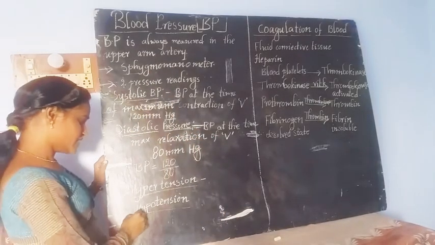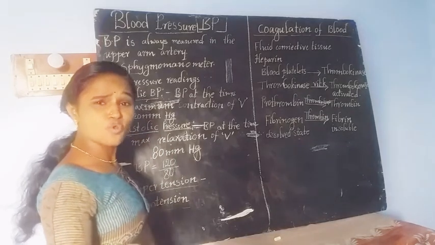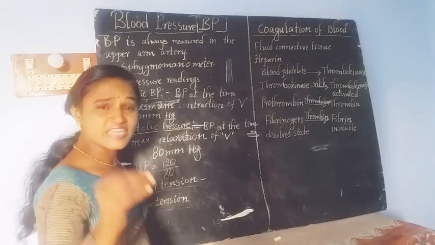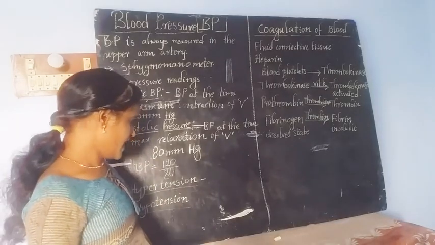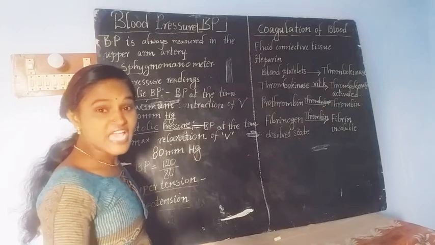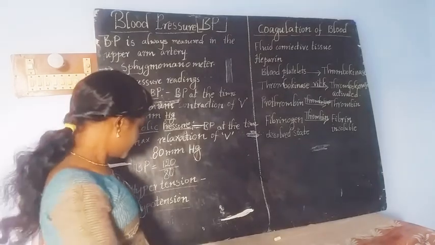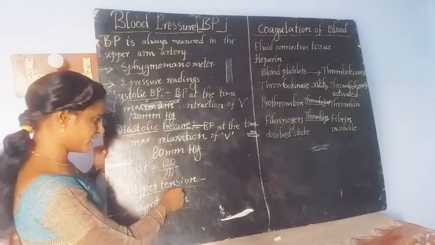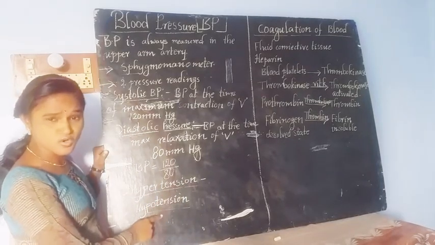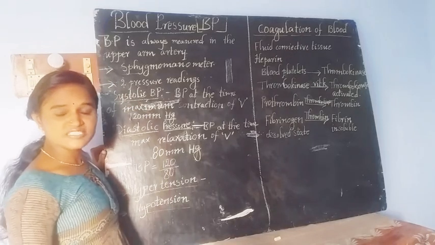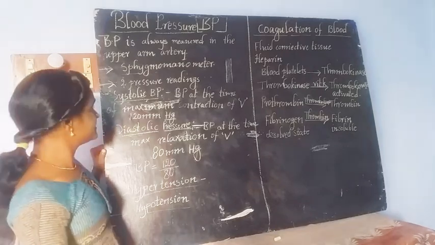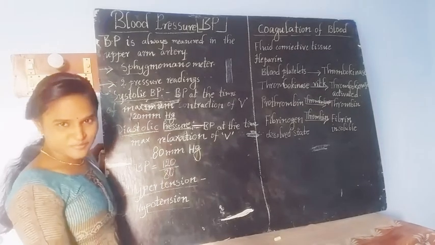Sometimes people have very, very low blood pressure, and they look very dull and have no interest in heavy activities. This is also very dangerous. Hypertension is very dangerous. Hypotension also leads to unconsciousness of the person suffering with the disease. Okay, this is about blood pressure.